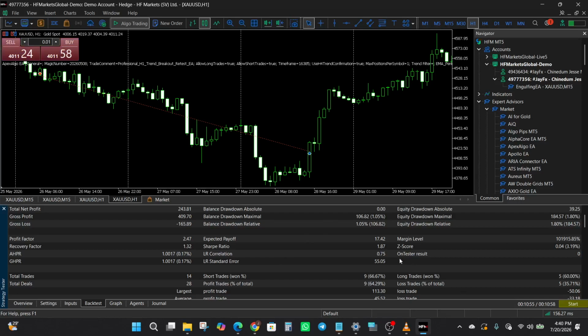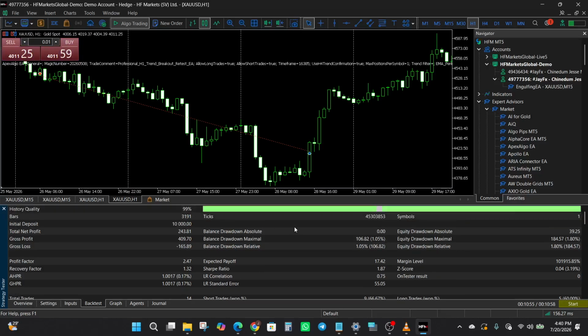Overall, ApexAlgo EA presents itself as a structured rule-based system for XAUUSD on H1 that prioritizes risk management and selective entries. It may appeal to traders looking for a more conservative, trend-oriented approach to gold rather than high-frequency scalping.